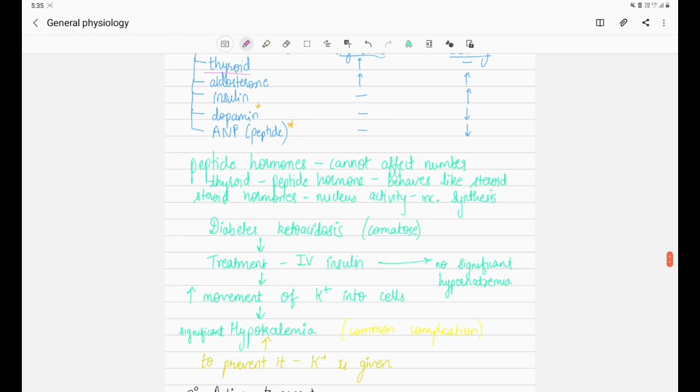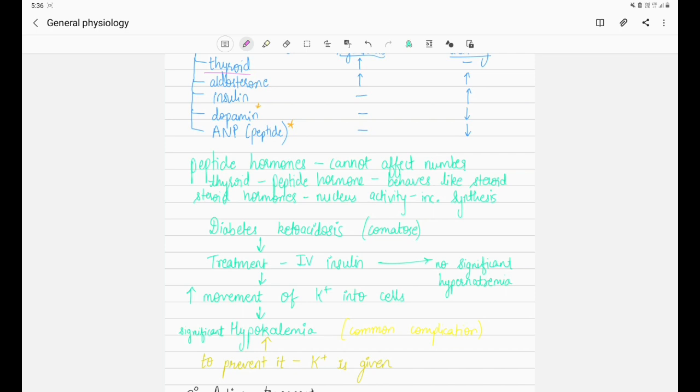There's this application of diabetic ketoacidosis. There's a patient of diabetic ketoacidosis and he is in a comatose situation. What is diabetic ketoacidosis? A diabetes patient producing excess of ketone bodies, and as ketone bodies are acidic, we are calling it ketoacidosis. Now the treatment for these patients is IV insulin.